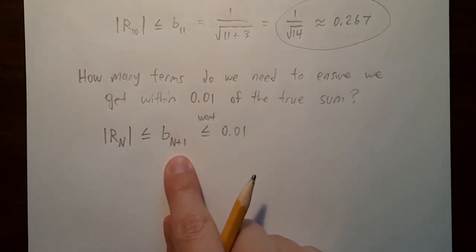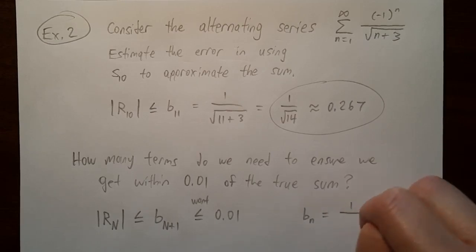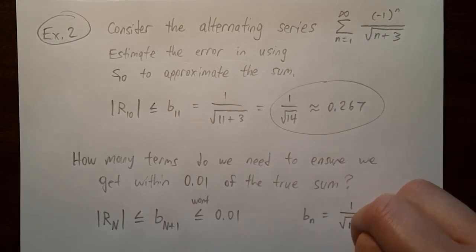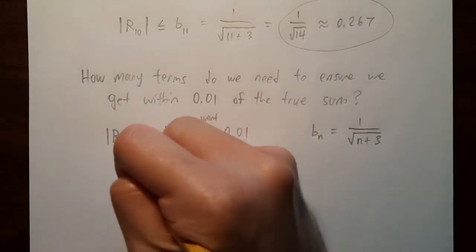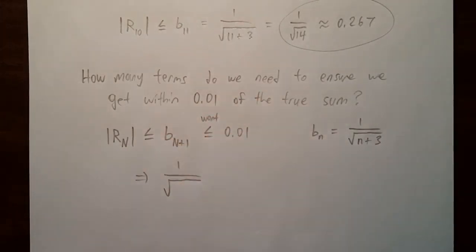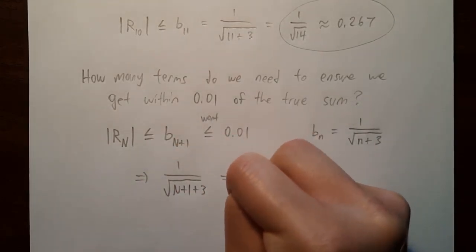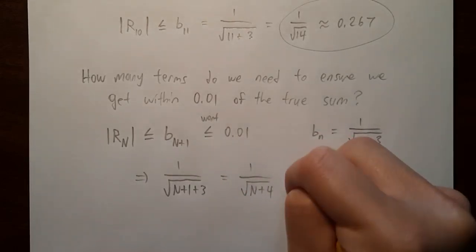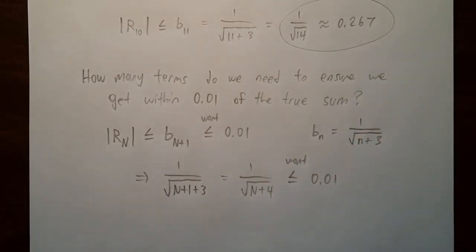All right, so what is b sub n plus 1? Well, as a reminder, the terms of our series look like this. So, in other words, let me write it out over here. My b sub n, in this case, would be the non-alternating version. So this would be 1 over the square root of n plus 3. So in this case, I'm considering b sub n plus 1. What is this going to look like? This is going to be 1 divided by the square root of n plus 1 plus 3, or in other words, 1 over the square root of n plus 4. And this is the thing that I want to be less than or equal to 0.01.